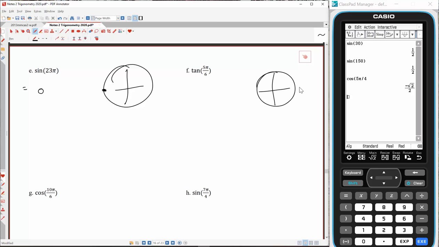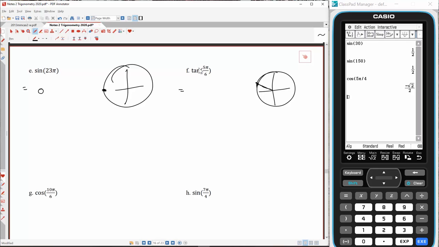5 pi on 6. So 6 pi on 6 would be pi. So this is pi on 6 less than 6 pi on 6. So we're going to be over here, because pi on 6 means we've got a 30-degree angle. Okay, so that's where we are on the unit circle. Now, what are we doing?